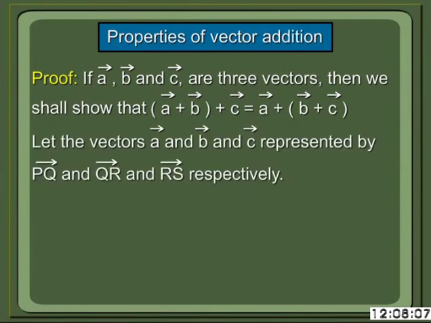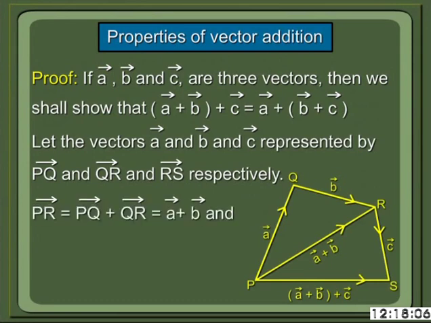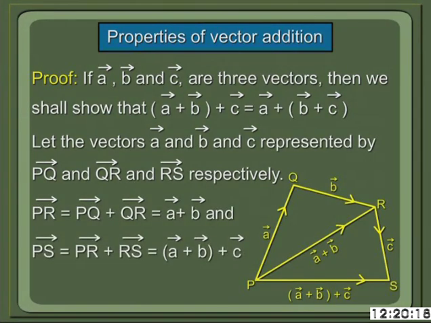Let vector A, vector B and vector C be represented by vectors PQ, QR and RS respectively. We have to find the net displacement from P to S. So we draw a diagonal PR. By using the triangle law of vector addition, vector PR is equal to vector PQ plus vector QR. That is, it is equal to vector A plus vector B. Now vector PS is equal to vector PR plus vector RS. That is, the sum of vectors A and B, plus vector C.